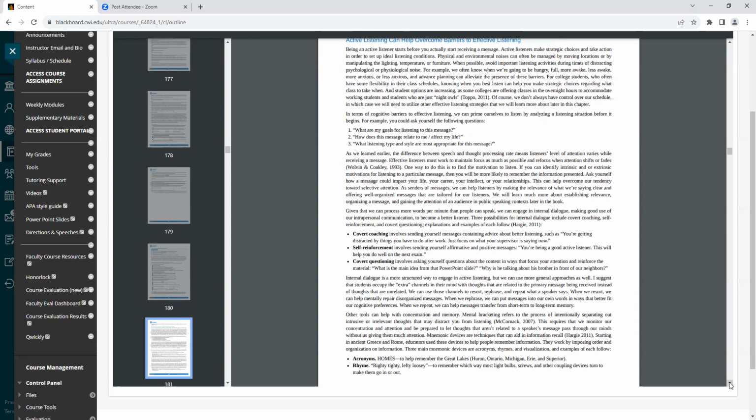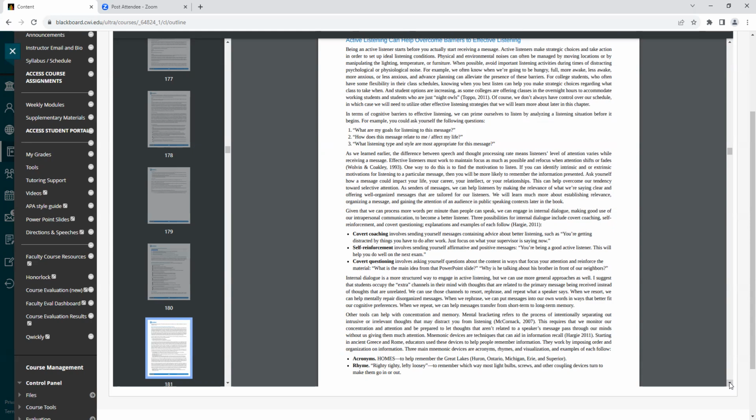Given that we can process more words per minute than people can speak, we can engage in internal dialogue, making good use of our interpersonal skills of communication to become a better listener. Three possibilities for internal dialogue include covert coaching, self-reinforcement, and covert questioning. Explanations and examples of each follow.